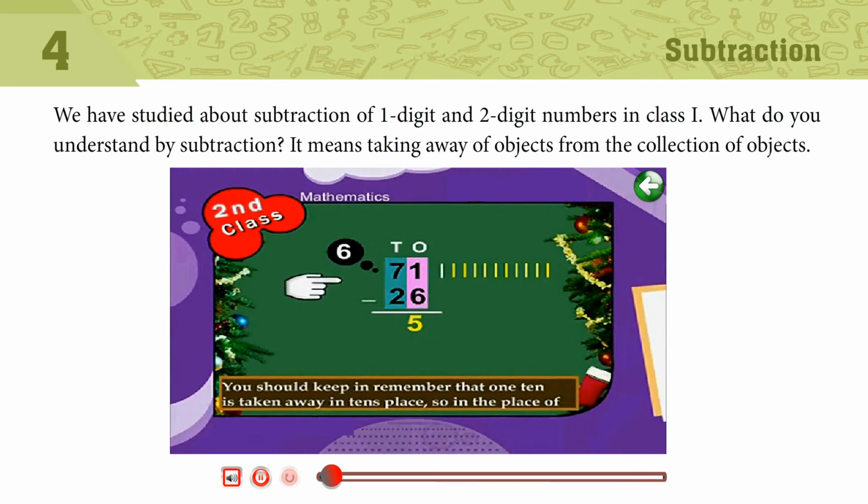You should remember that 1 ten is taken away in tens place. So in the place of 7, we should write 6 as a remembrance. Now 2 less from 6 in tens place. We get 4. Write number 4 in tens column. Now the difference is 45.